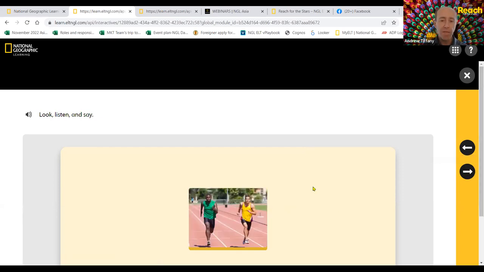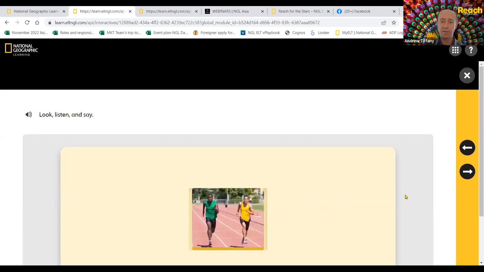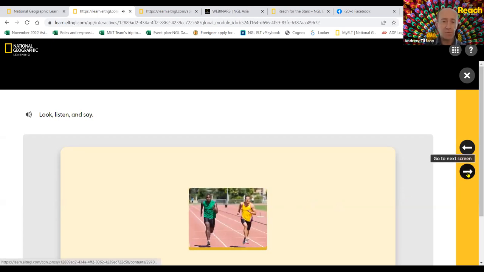Okay. Next one. What's the next word here? Now, let's see. What are they doing? They're running, right? Do you think they're slow or do you think they're quick? What do you think? Are they slow or quick? You think they're quick? Quickly. Oh, they're going very quickly. Yes, they are running quickly. Very good. Quickly. Okay, next one.